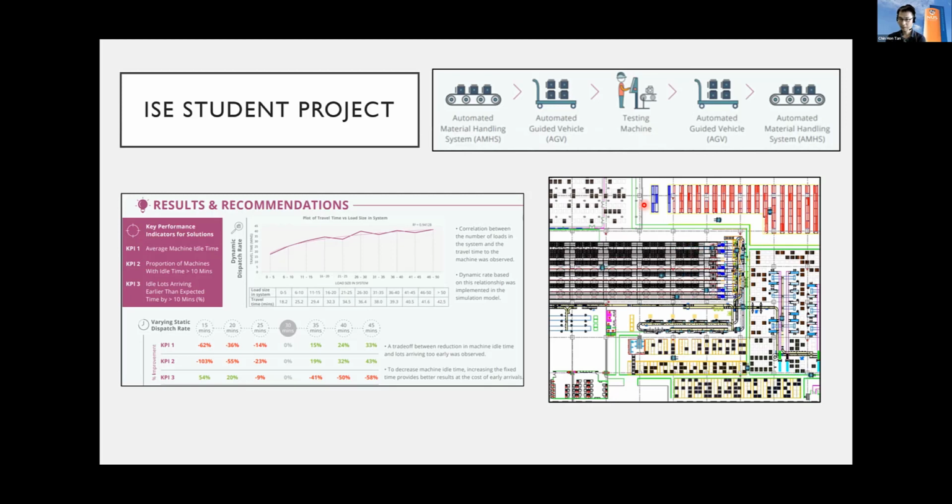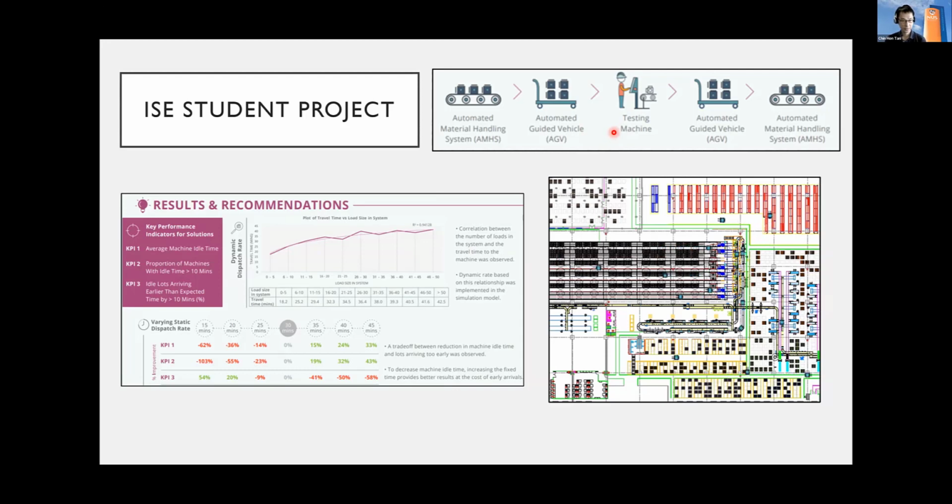Besides the AGV just waiting for the operator to complete, there are also other complications with having too many jobs around the testing machine area. So a fine balance has to be achieved in terms of whether the jobs arrive too early or too late.